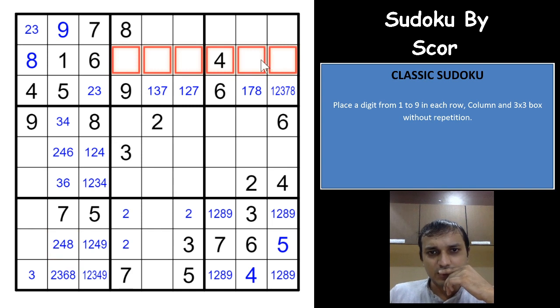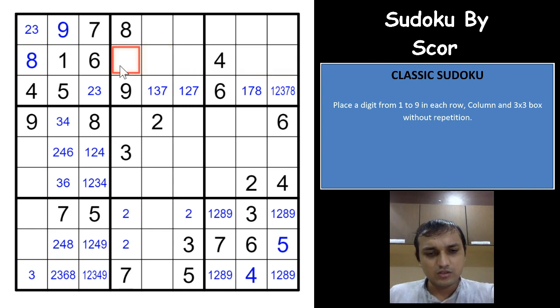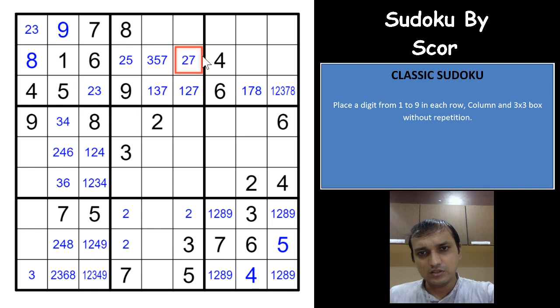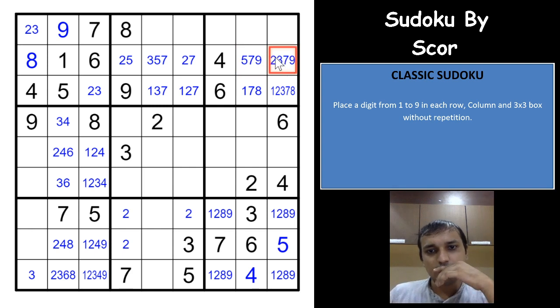2 3 5 7 and 9. 9 cannot be here. 3 cannot be here. 2 7 and 5. 7 also cannot be here. 2 3 5 7 and 9, right? 2 9 3 5 7, 3 5 9 2 7, 2 3 5 7 and 9, 5 2 3 7 and 9, right? Okay, we have done that as well.